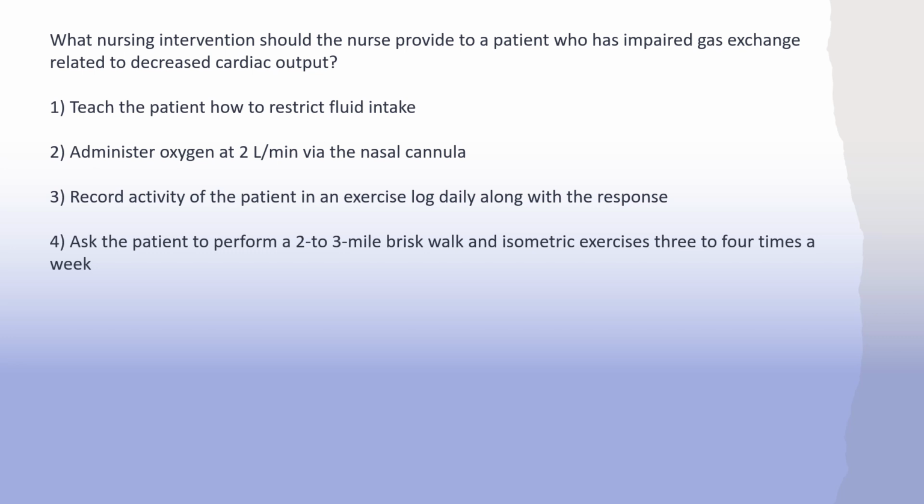What nursing intervention should the nurse provide to a patient who has impaired gas exchange related to decreased cardiac output? 1. Teach the patient how to restrict fluid intake. 2. Administer oxygen at 2 L per minute via the nasal cannula. 3. Record activity of the patient in an exercise log daily along with the response. 4. Ask the patient to perform a 2 to 3 mile brisk walk and isometric exercises 3 to 4 times a week.